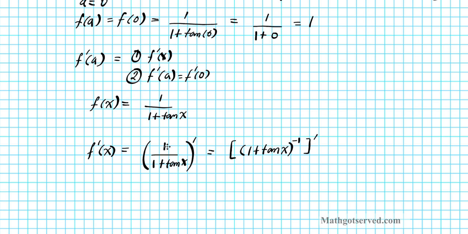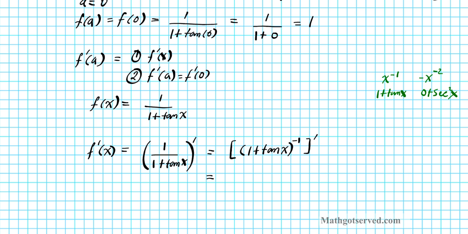All right, I don't have to use a chain rule. You could use a chain rule, but that's too much. All right, so let's find the derivative using the chain rule. The derivative of the outside function. In this case, the outer function is x to the negative 1. Its derivative is negative x to the negative 2. The inner function is 1 plus tan x, and its derivative is 0 plus secant square x.